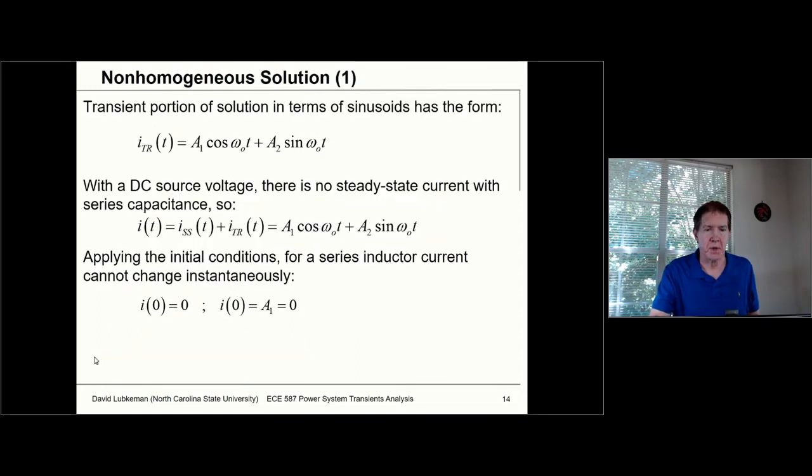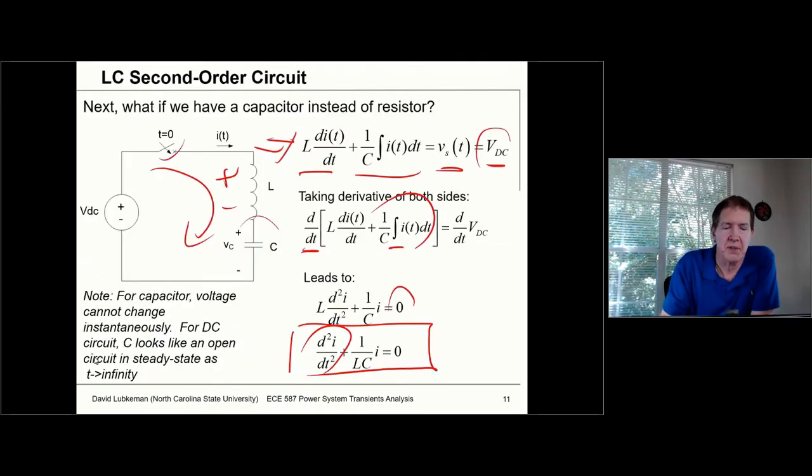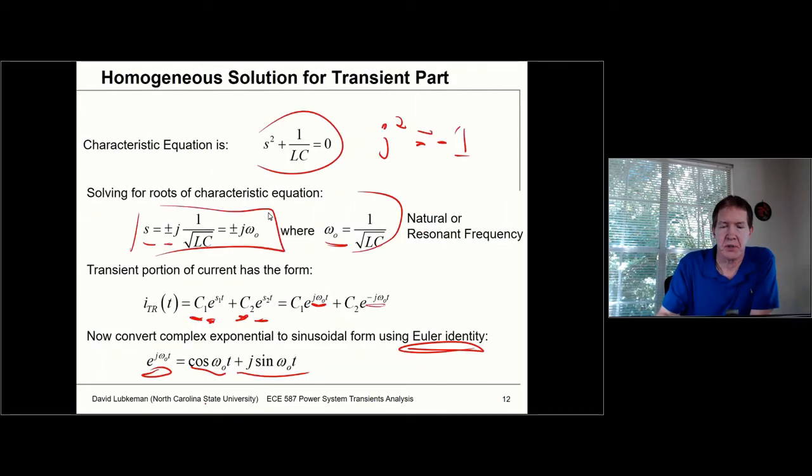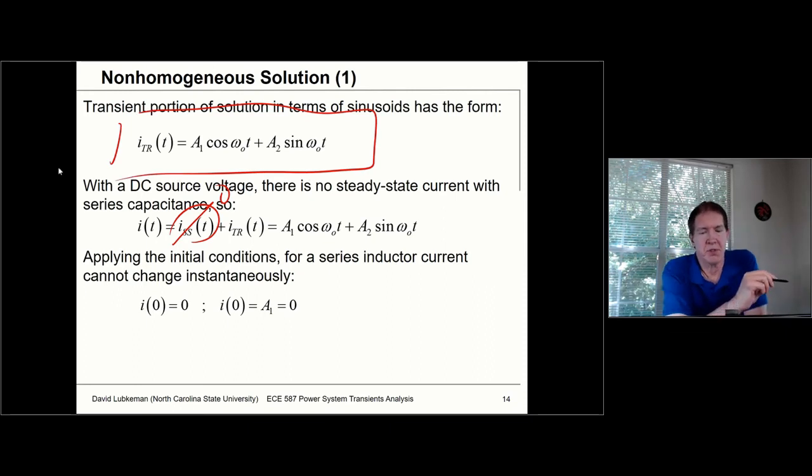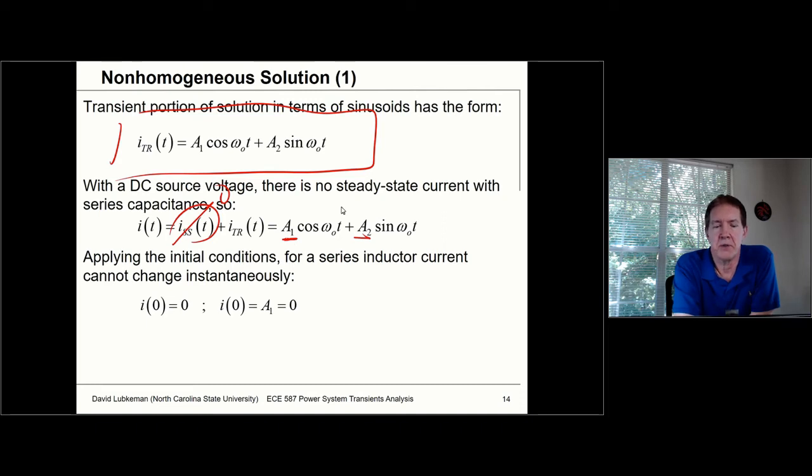So anyway, I don't have any steady state current, since for this DC forcing function the inductor would look like a short circuit and the capacitor would look like an open circuit. As time goes to infinity, there wouldn't be any steady state current going through this circuit. So the steady state component of this solution is equal to 0, and all we need to work with is the transient portion. The current is going to be a1 cosine omega naught t plus a2 sine omega naught t, and now we have to figure out what a1 and a2 are.